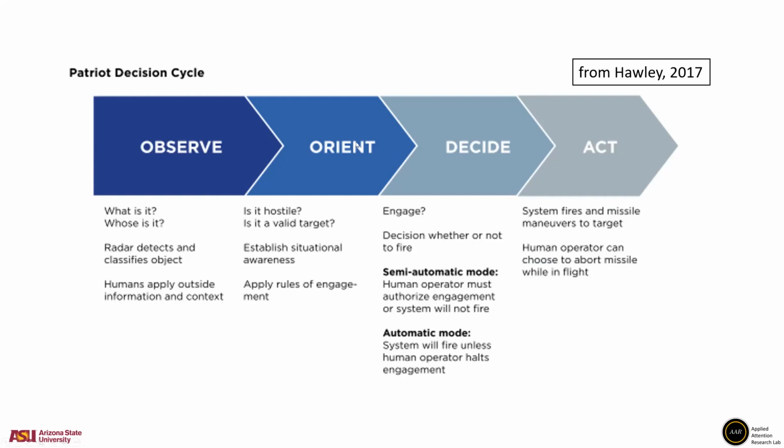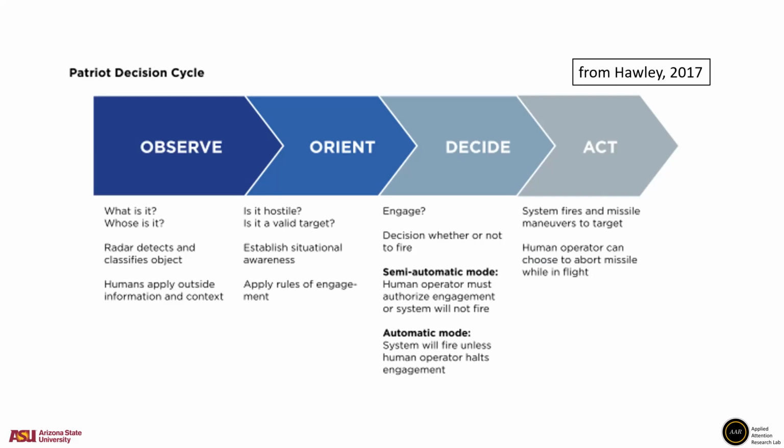So the question is how to do this better. If we understand that there are these general cycles of decision making and information processing, and we understand that it's the combination of the human and the system that makes the system good or bad, what do we do for cybersecurity?